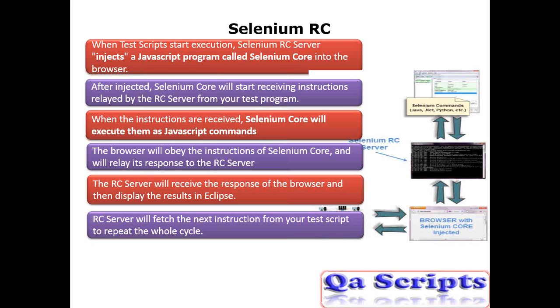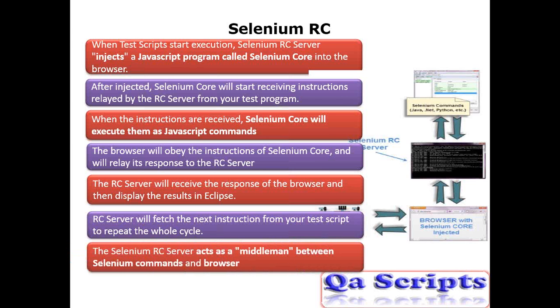Again, the cycle will repeat after one instruction is sent from Eclipse to RC, RC to Core Java, Selenium core. It will perform some actions and the result will be sent back to Eclipse. Then it will go to the next command, and again the cycle will continue. Selenium RC server acts as a middleman between Selenium commands and the browser. So this is how Selenium RC is going to work.